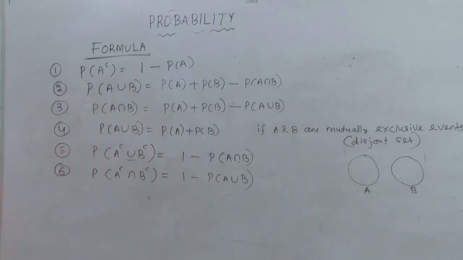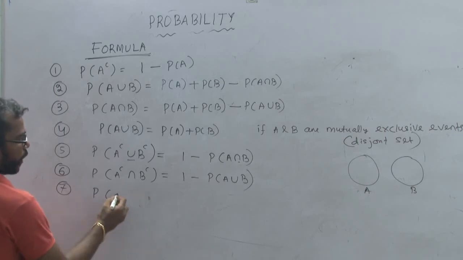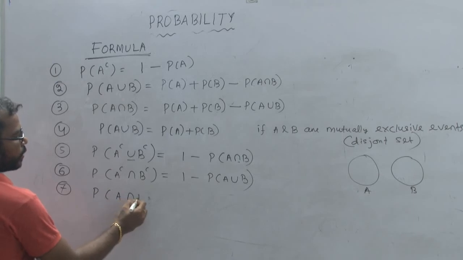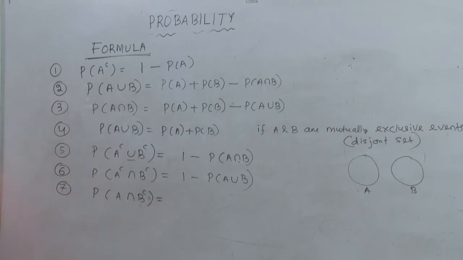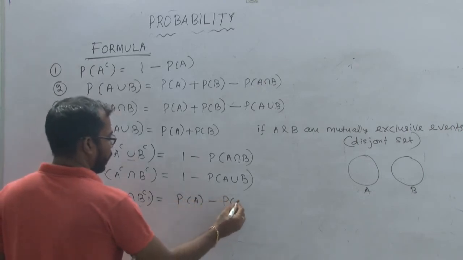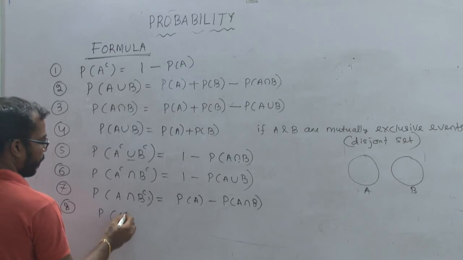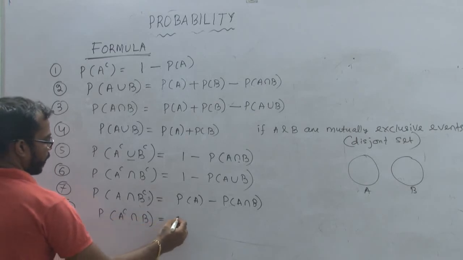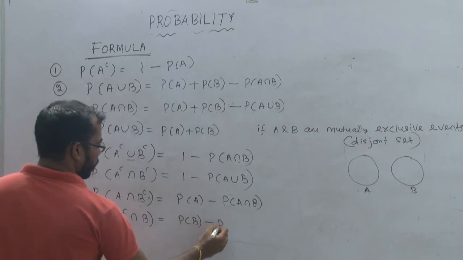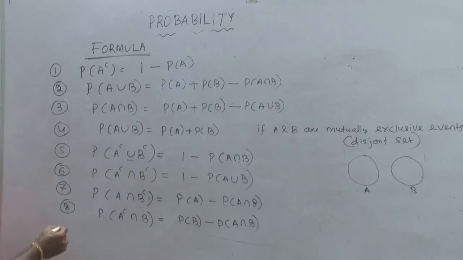Next, formula number 7, the probability of A intersection the complement of B. In this case, it is the complement of B only, not A. So the probability of A intersection the complement of B is the probability of A minus the probability of A intersection B. And formula number 8, the probability of the complement of A intersection B, is equal to the probability of B minus the probability of A intersection B.